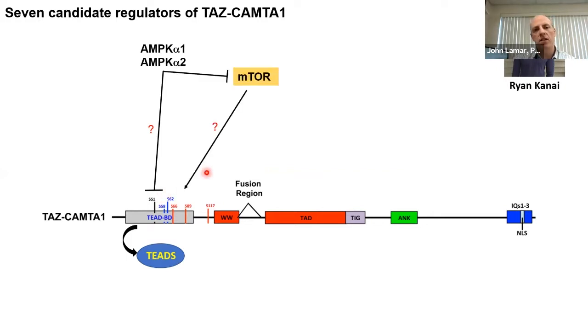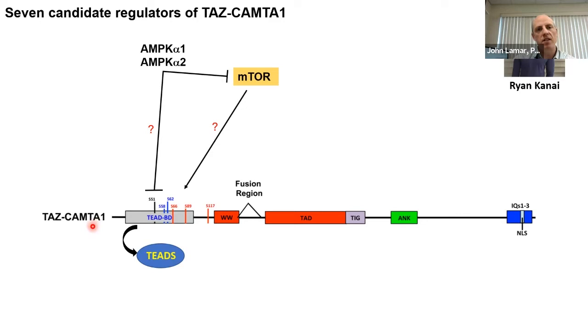But I will also mention that these proteins are known to inhibit another protein that might be important in EHE, and that's the mTOR protein. This mTOR protein is able to activate YAP and TAZ under normal circumstances. And so by inhibiting its function, you're effectively inhibiting the YAP and TAZ proteins. And so we think that may also play a role in its regulation of TAZ-CAMTA1.